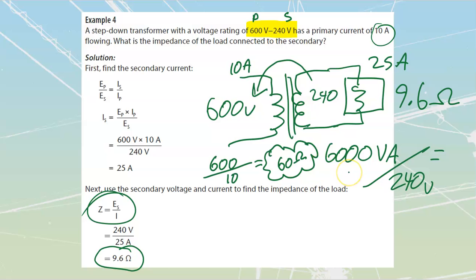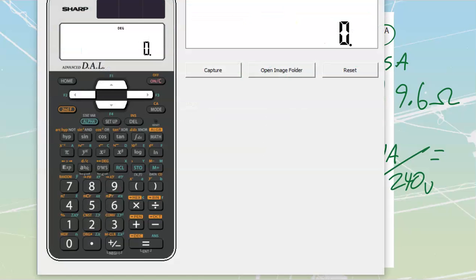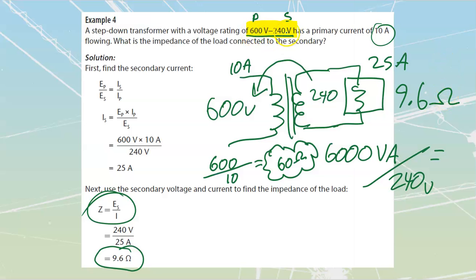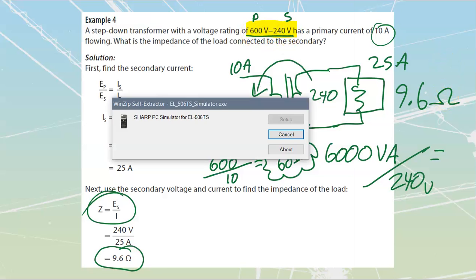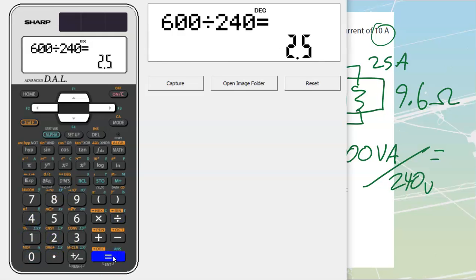What is my transformer ratio, by the way? The differentiation between my high side and my low side, well, let's just punch that into the calculator. One sec here, just opening up that calculator, and dragging it all the way in here. So we're just going to figure out a ratio, 600 to 240. Calculator one there, 600 divided by 240. Tells me that I've got a ratio of 2.5 to 1.